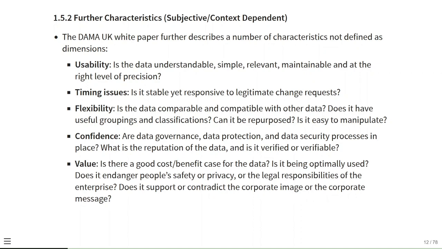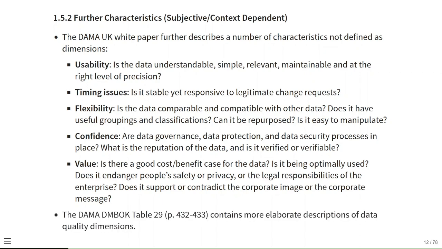Value: is there a good cost-benefit case for the data? Is it being optimally used? Does it endanger people's safety or privacy, or the legal responsibilities of the enterprise? Does it support or contradict the corporate image or the corporate message? The Dharma DM-BOK Table 29 on pages 432 to 433 contains more elaborate descriptions of data quality dimensions.